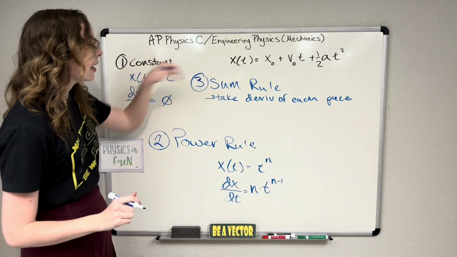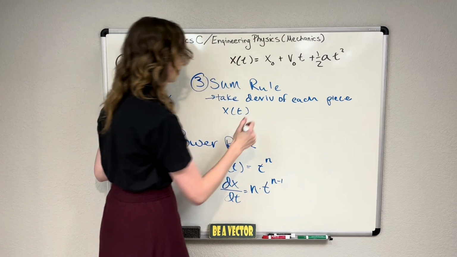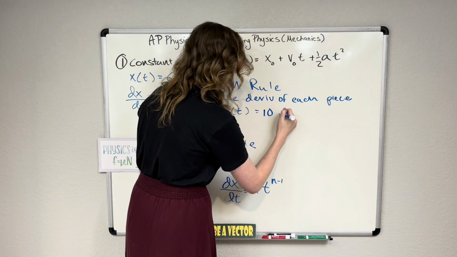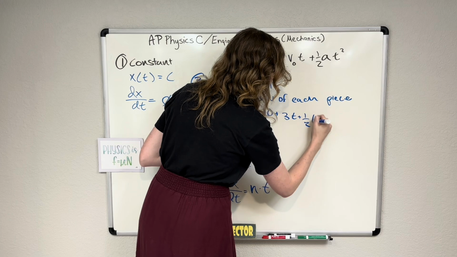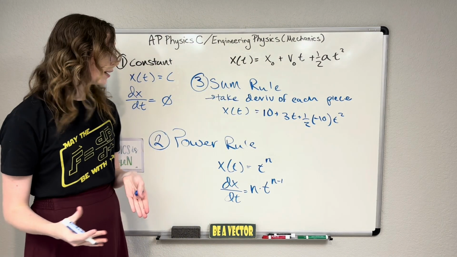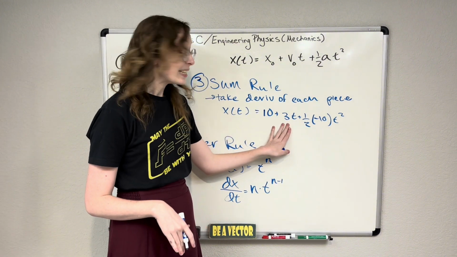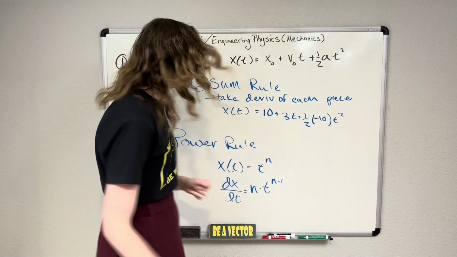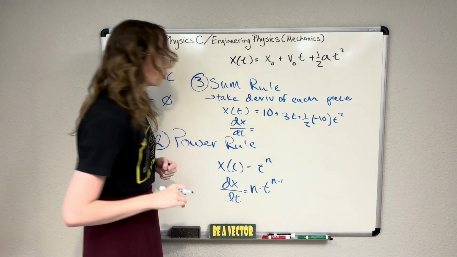So, for example, say I had an equation that looks a whole lot like this one, just with values plugged in for x naught and v naught. So if I had an expression for x of t with an initial position of, say, 10 plus 3t plus 1/2 times negative 10t squared, and I wanted to take the derivative of that, well, I can just take the derivative of 10, then the derivative of 3t, then the derivative of 1/2 times negative 10t squared, and I'm good to go. So, in this case, dx/dt would be equal to what?